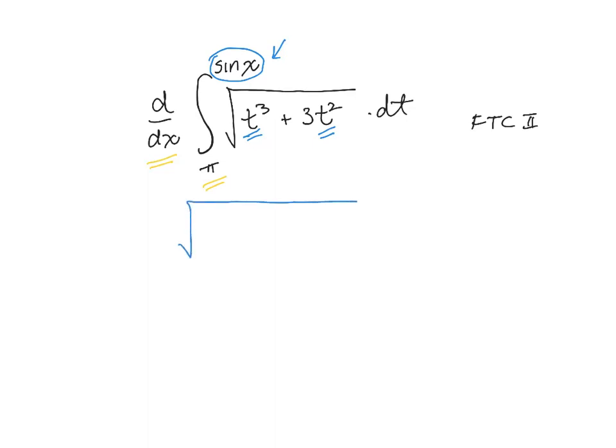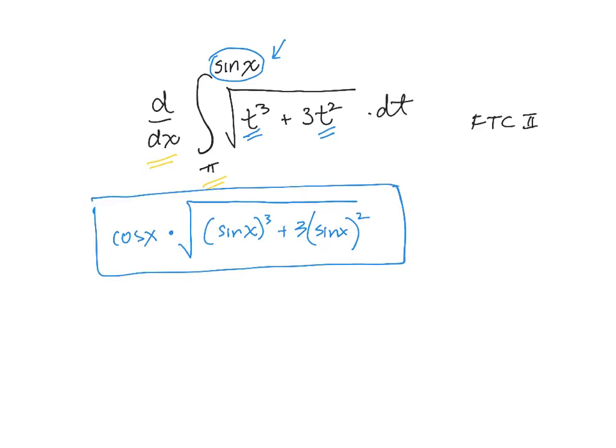So here we go: square root of sine x quantity cubed plus 3 times sine x quantity squared, all times the derivative of sine x, which we know is cosine x. And there we go. Shebang.